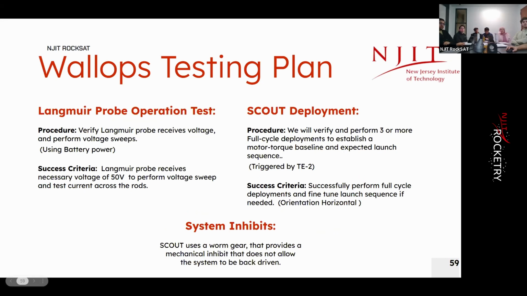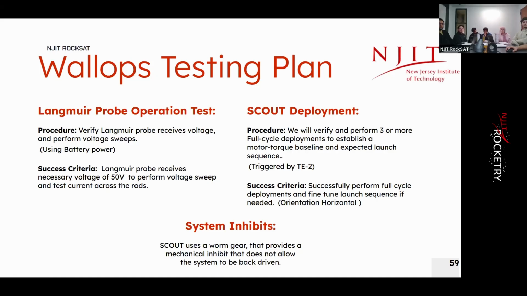As for the Lanyard probe operations test, we want to verify the Lanyard probe receives appropriate voltage to perform voltage sweeps. If the Lanyard probe receives 50 volts and performs a voltage sweep, that is a successful criterion for us. As for deployment, we want to verify if we can perform 3 or more full cycle deployments to establish the motor-towed baseline and expected launch sequence triggered by the time event 2.